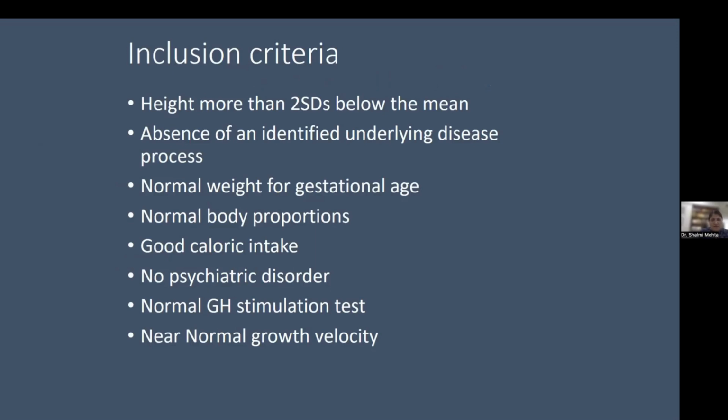There are various inclusion criteria where we decide when to treat these kids with growth hormone treatment. Essentially, they are normal but just short children who are going to end up being short adults, though the parental heights are normal. So they can be offered growth hormone treatment now, but they have to take growth hormone treatment for longer periods of time to have better results.